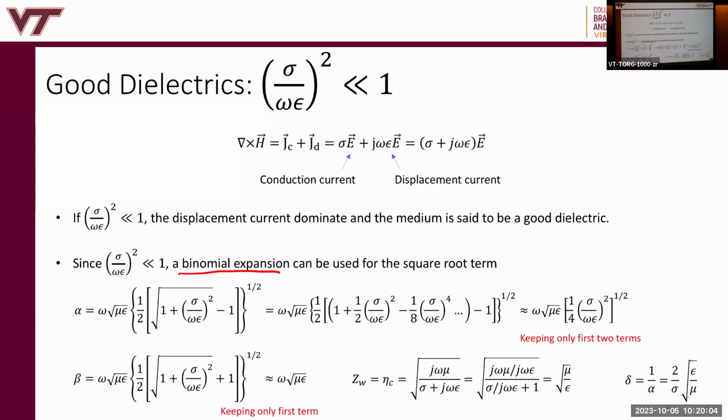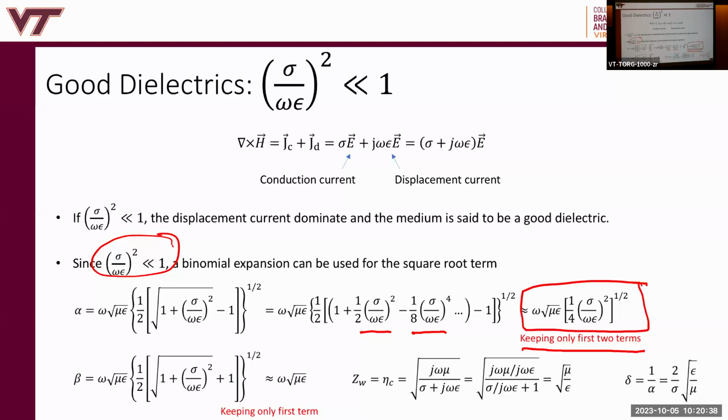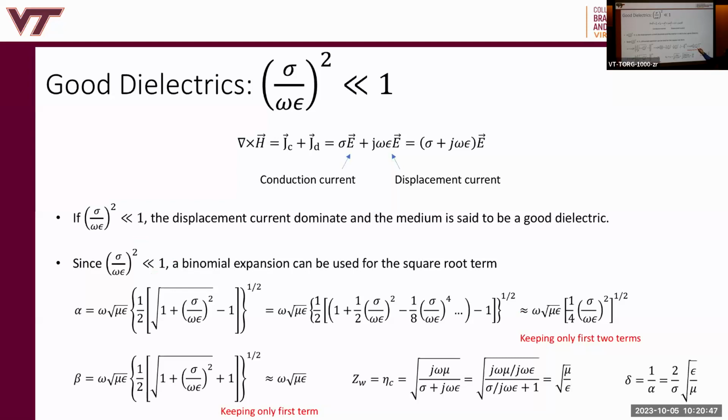So alpha is omega squared of mu epsilon times the square root term. This is the exact equation for alpha in general. This is the form that works for all cases. Now, we've said that sigma over omega epsilon squared is much less than 1. If it's much less than 1, we can use a binomial expansion to represent that square root. And we have 1 plus 1/2 sigma over omega epsilon squared minus 1/8 sigma over omega epsilon to the 4th power and so forth. If we keep only the first 2 terms, because this is much less than 1, then this is the result for alpha. For a good dielectric, alpha is omega squared of mu epsilon times 1/4 square root of 1/4 sigma over omega epsilon squared.